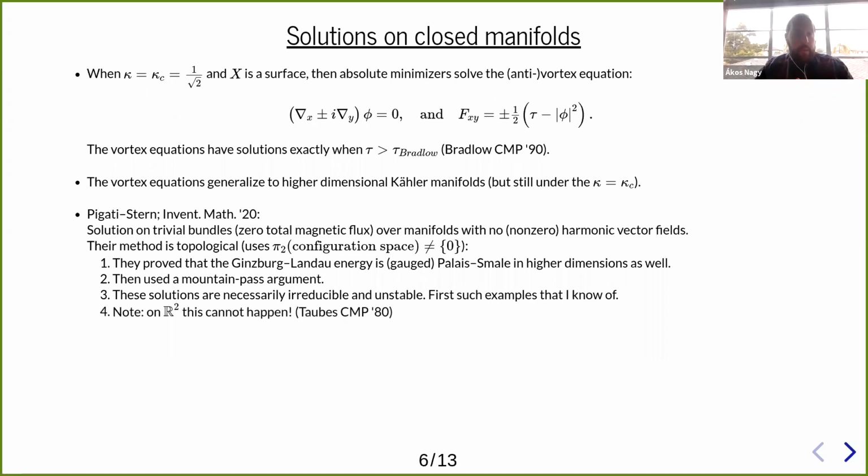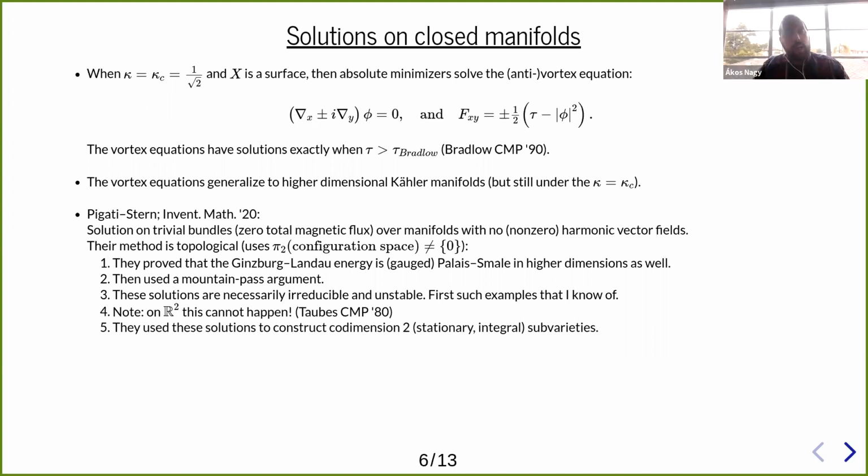So on R2, it cannot happen. Again, it's Taubes' result from the 80s. So on R2, there's only vortices. The reason they looked at it, I want to mention this quickly because it's very beautiful, is that they used Ginzburg-Landau fields to construct codimension 2 stationary integral subvarieties of manifolds.